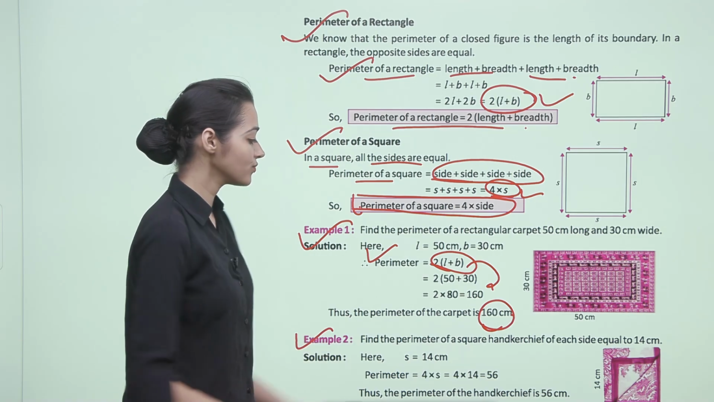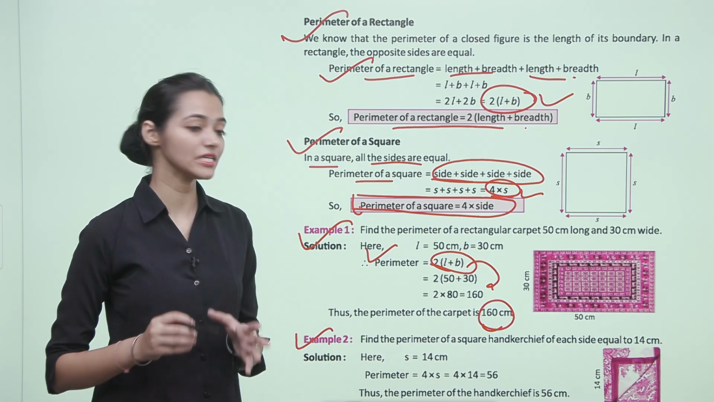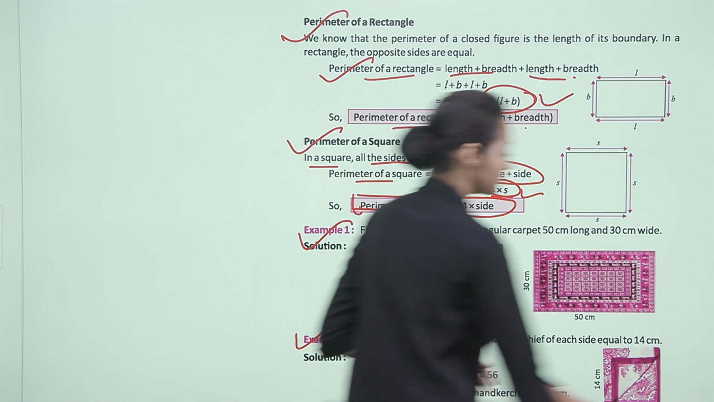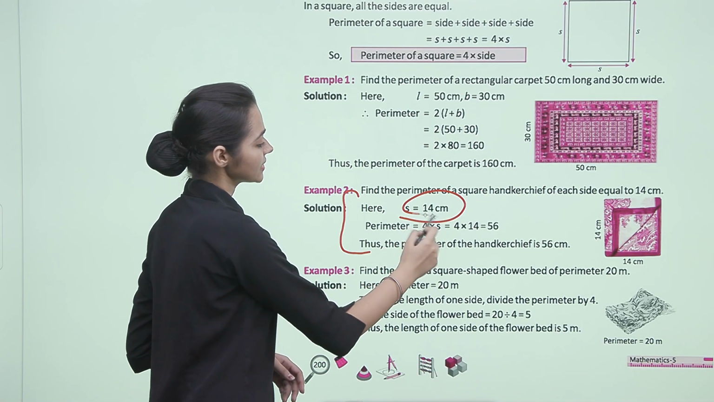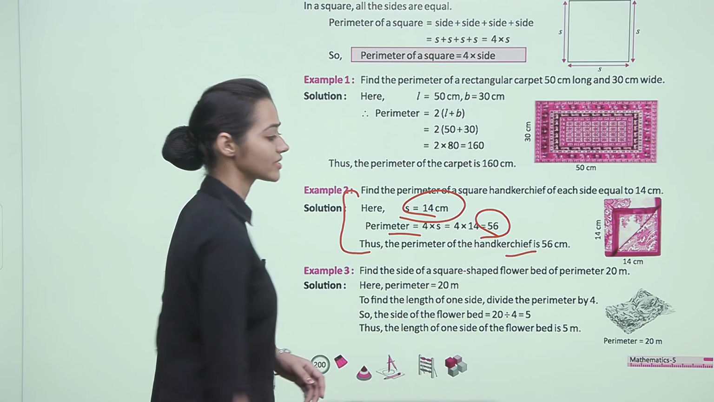Now let's look at example number 2. We have to find the perimeter of the square having each side equal to 14 centimeter. So the solution here is, side is 14 centimeter, perimeter is 4 into s, that is 56 centimeter.